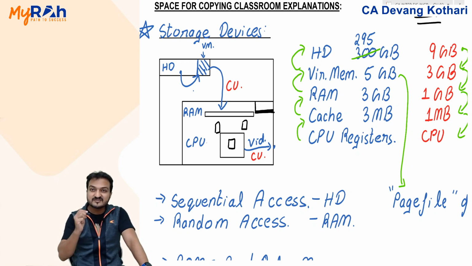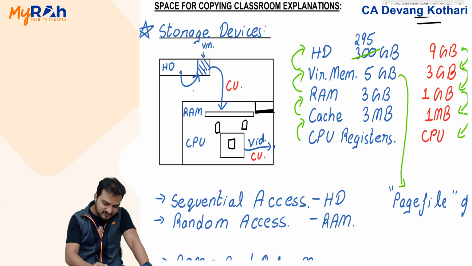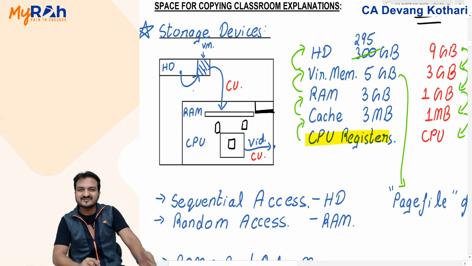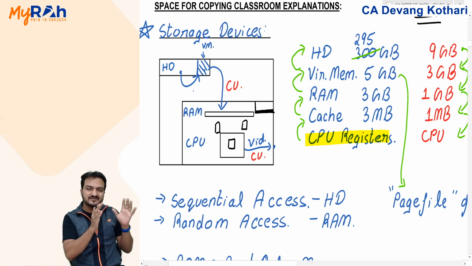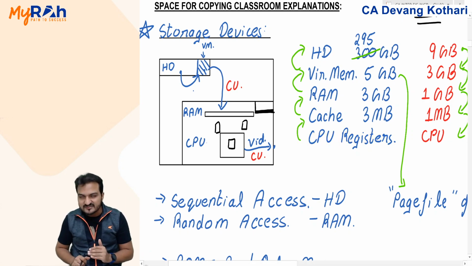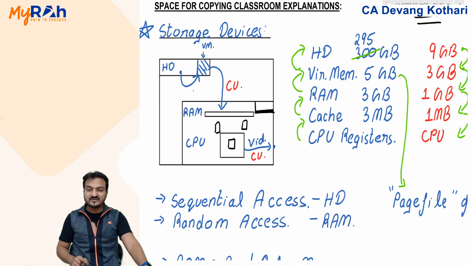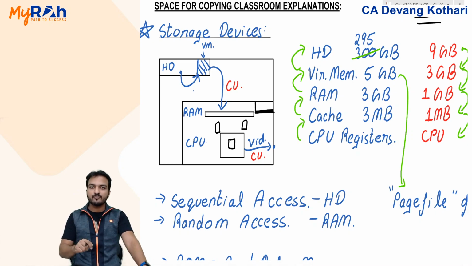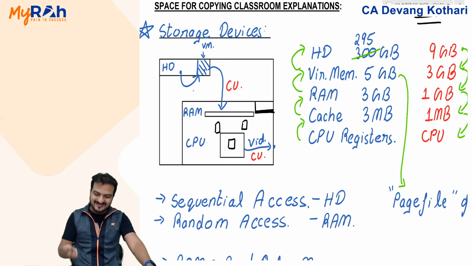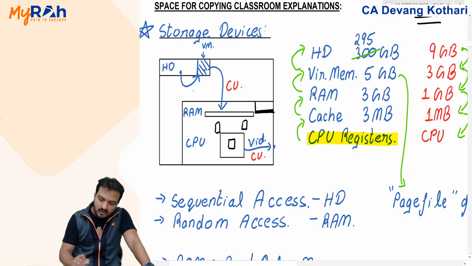The next one, CPU registers. CPU registers are the storage spaces inside your CPU. It is a very small, microscopic storage space inside the CPU, the place where the CPU will store the data that it is processing. That very small microscopic storage space inside the CPU becomes the CPU registers.